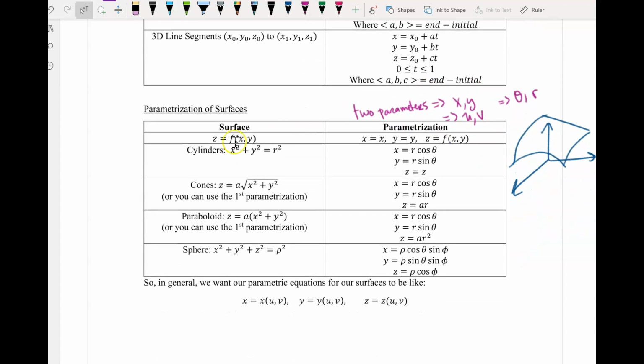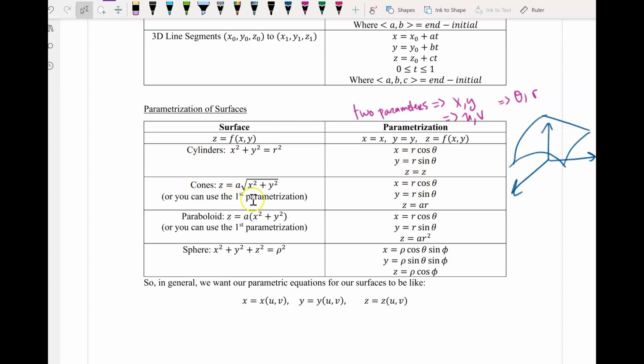So to parametrize a surface is very easy. Let x equal x, y equal y, and z be the function of the two variables. For cylinders, you'll see this is just cylindrical coordinates. Let x equal r cosine theta, y equal r sine theta, and z equal z. So whenever you want to parametrize a cylinder, this is how you would do it.